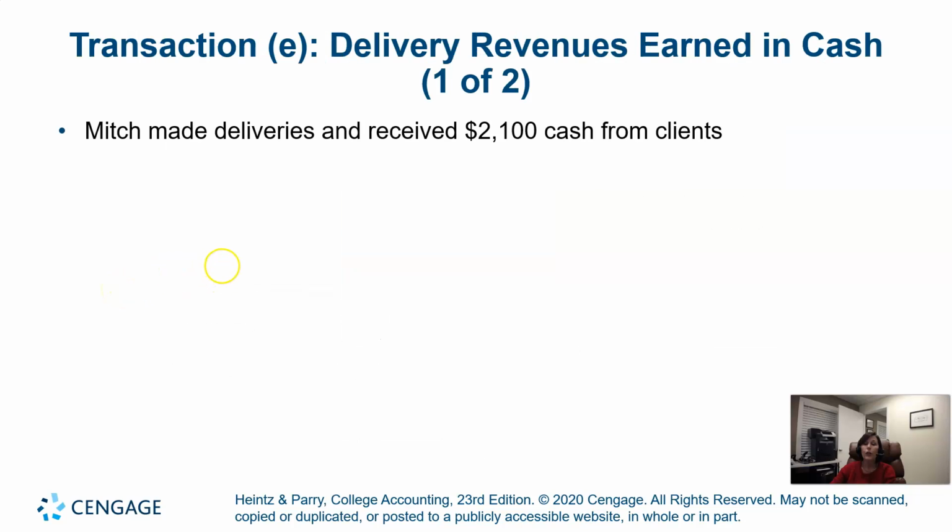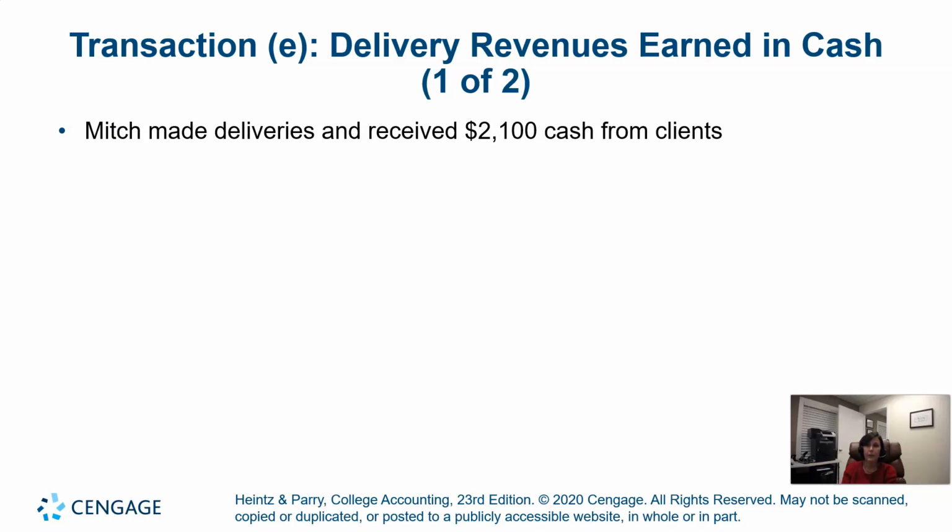All right. So finally, Mitch is going to make some money. So he made some deliveries and received $2,100 in cash from his clients. Well, okay. They give us part of it. So we've got $2,100 in cash that we didn't have before. So that's pretty easy. Cash was affected.